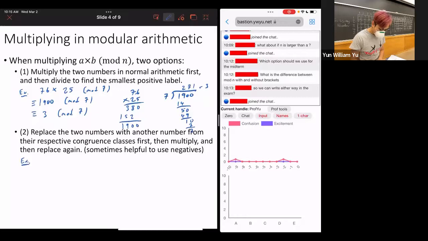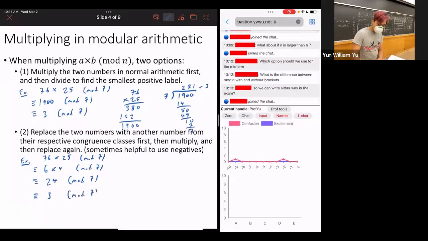So for example, 76 times 25 mod 7 is congruent to 6 times 4 mod 7, because remember, we already computed that on the last slide, so I'm using the same numbers. And that is congruent to 24 mod 7. What is 24 mod 7? You can subtract 7 times 3, which is 21. And so this is congruent to 3 mod 7. And so that also works.